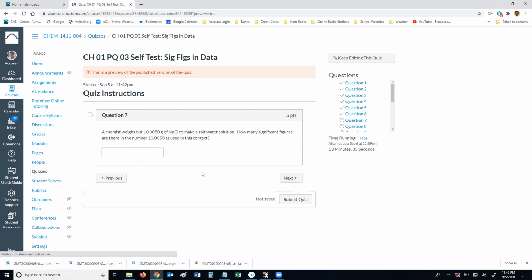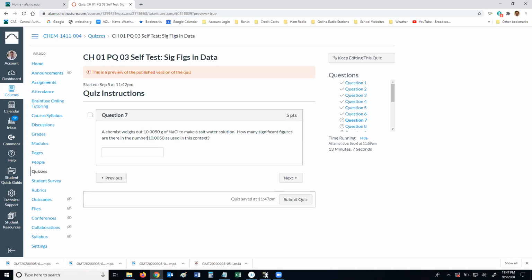Hey, question 7. A chemist weighs out 10.0050 grams of NaCl to make a saltwater solution. How many significant figures are there in the number 10.0050 as used in this context? Well, this number begins with a 1, which is, of course, a significant figure because it's non-zero.